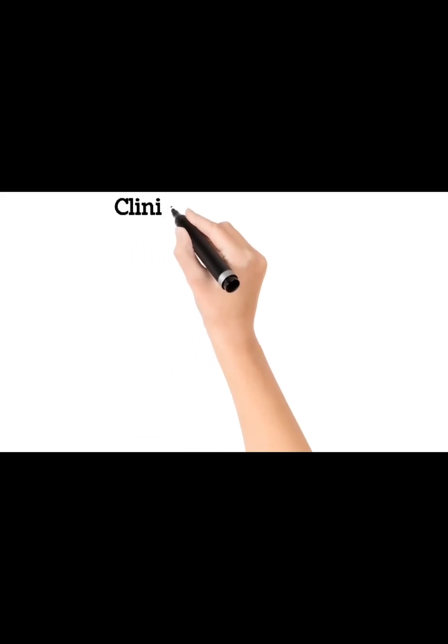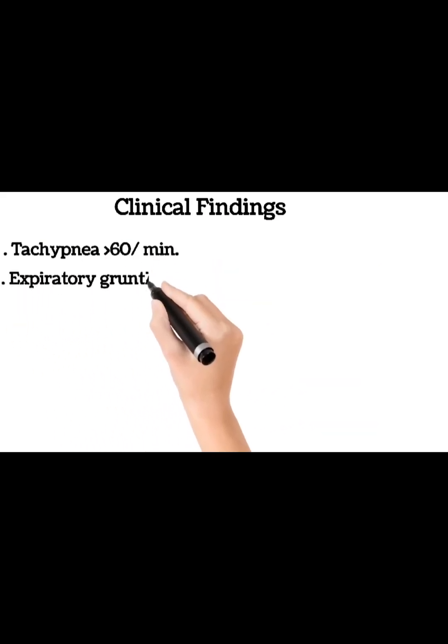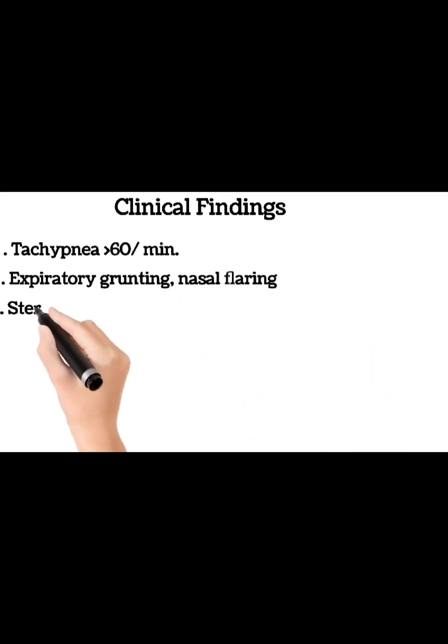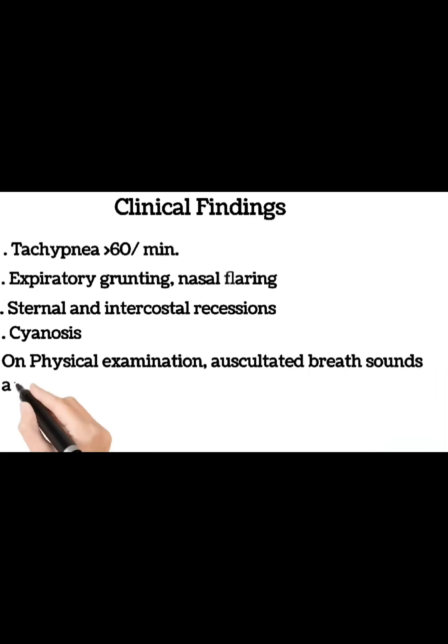The clinical findings of RDS include tachypnea with a rate of greater than 60 per minute, expiratory groaning and nasal flaring, sternal and intercostal recessions, and cyanosis. On physical examination, auscultated breath sounds are decreased, and the infant may be pale, with diminished peripheral pulses.